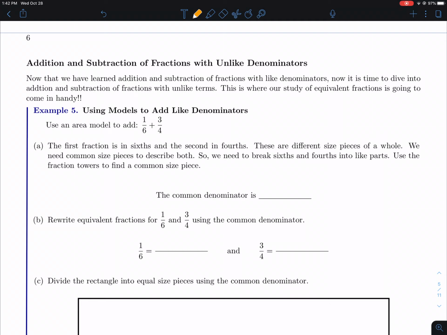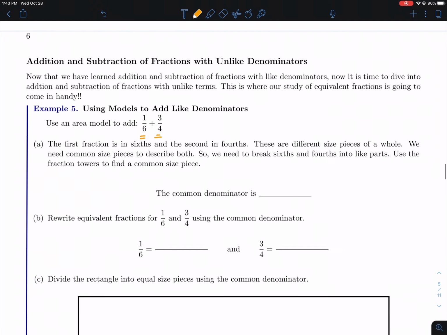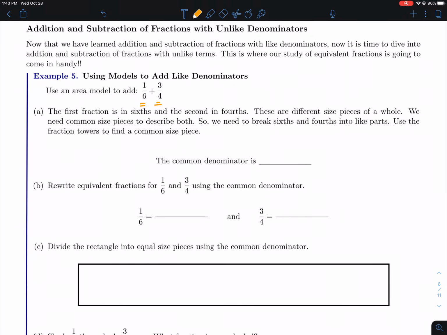So the first thing we want to look at here is we want to use an area model to add 1/6 plus 3/4. So now the problem is we can't do like we did last time and just dive in right away and start dividing our model up because we don't actually have the same denominator in this case. So if I break it into sixths or if I break it into fourths, it isn't necessarily going to help because I won't necessarily be able to graph these. So the goal is we need to come up with some kind of a common denominator, common thing that we can use to break these guys up.